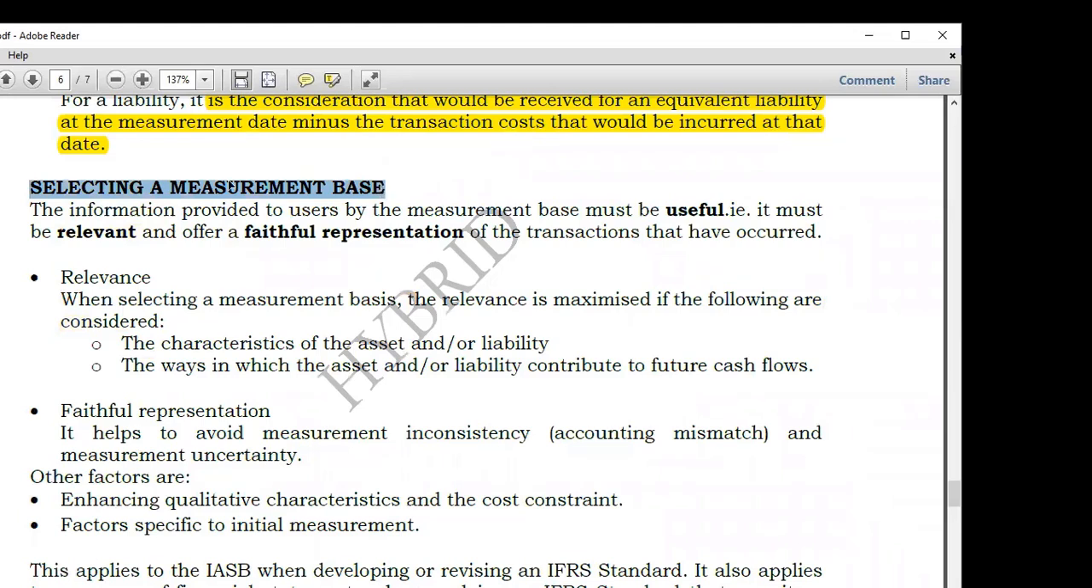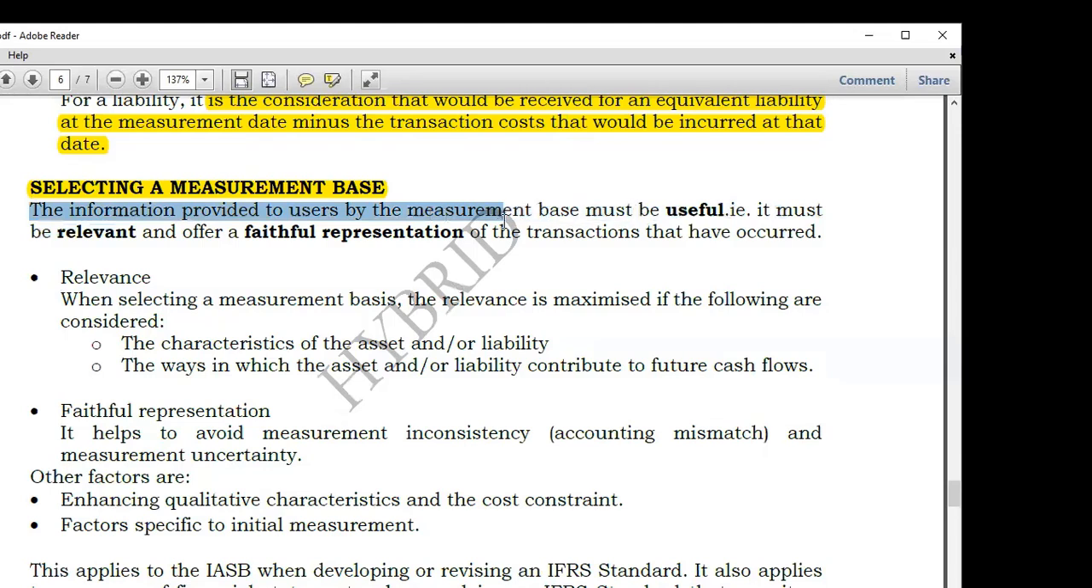Now you are just asking yourself, which base should I select? Should I use fair value? Should I use historical cost? Should I use value in use or fulfillment value, or should I use current cost? You ask yourself. That's why we say the information provided to users by the measurement base must be useful.